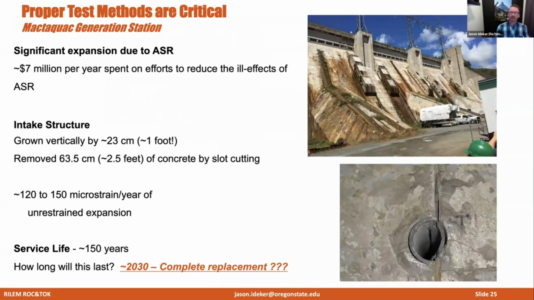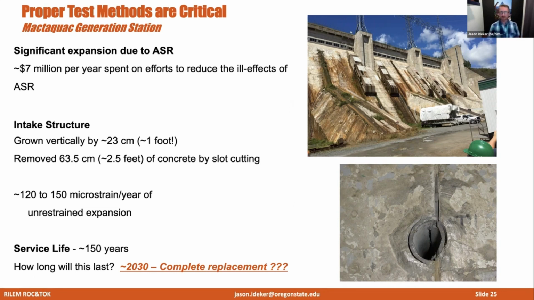And so unfortunately, after only about 5 to 7 years in service, the dam operators started to notice some strange things happening. They got impingements in the turbines. They were not running as smoothly as they should have. And they started to do some investigations. And what they found was that they had alkali silica reactivity going on in this dam. New Brunswick Power, who is the owner of this dam, spends about $7 million a year just to deal with the ill effects of ASR.